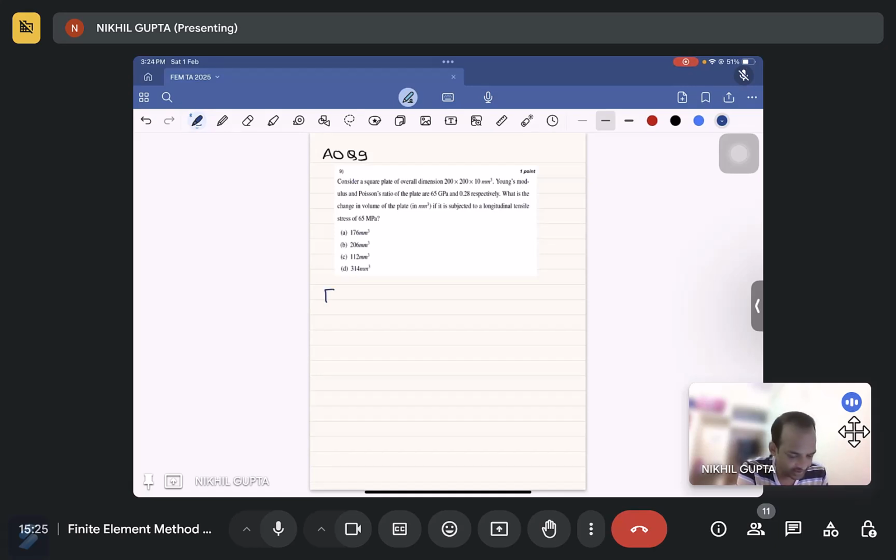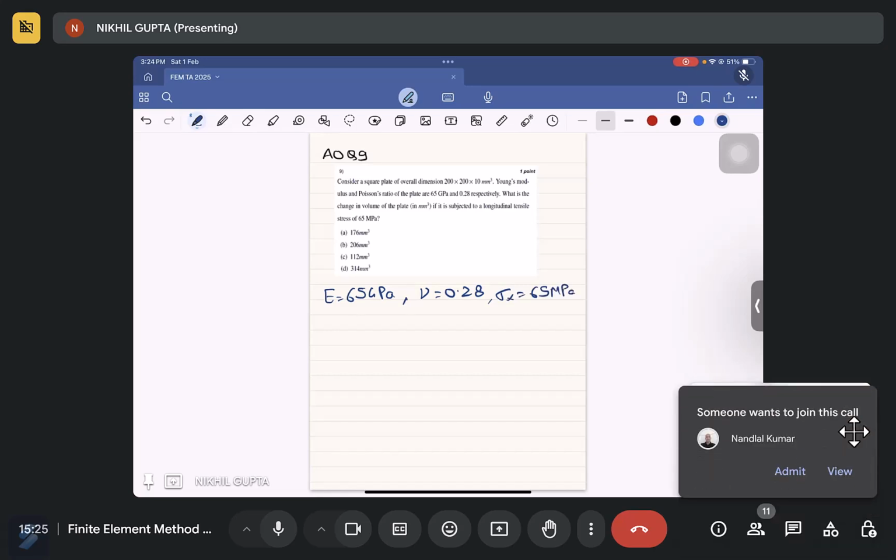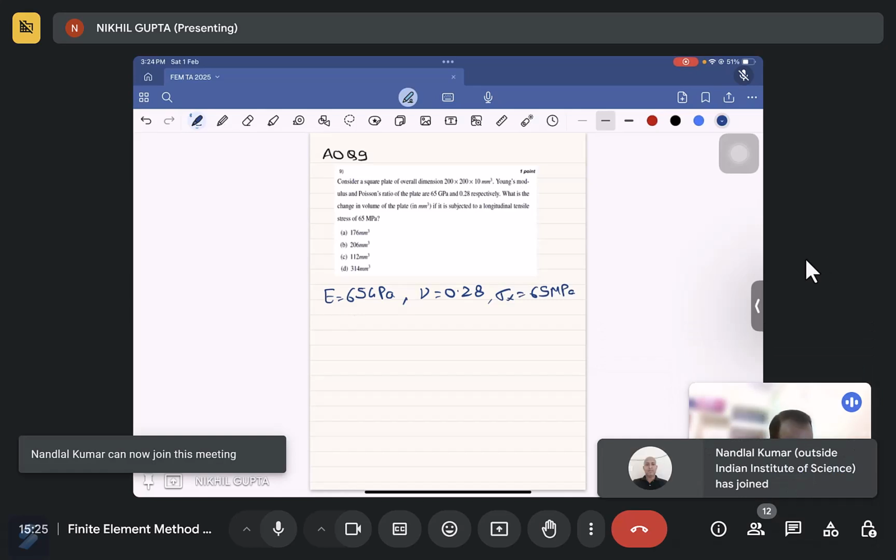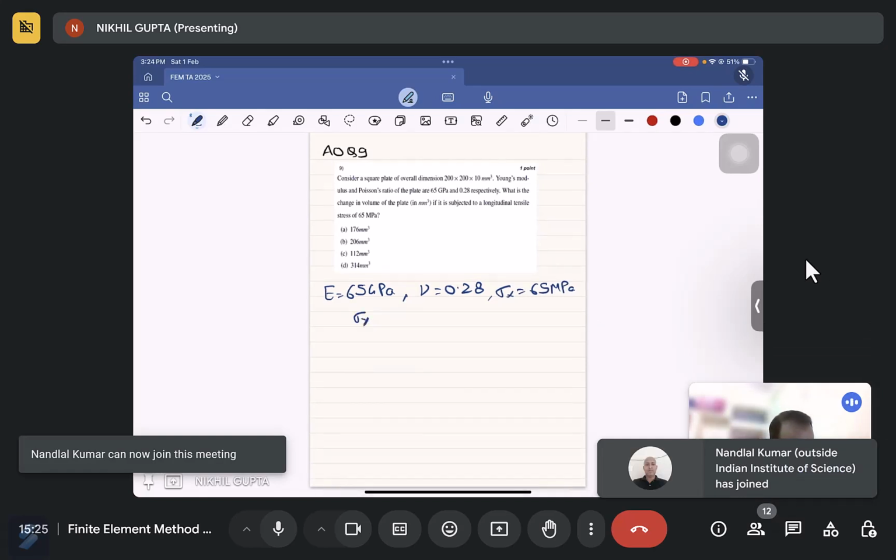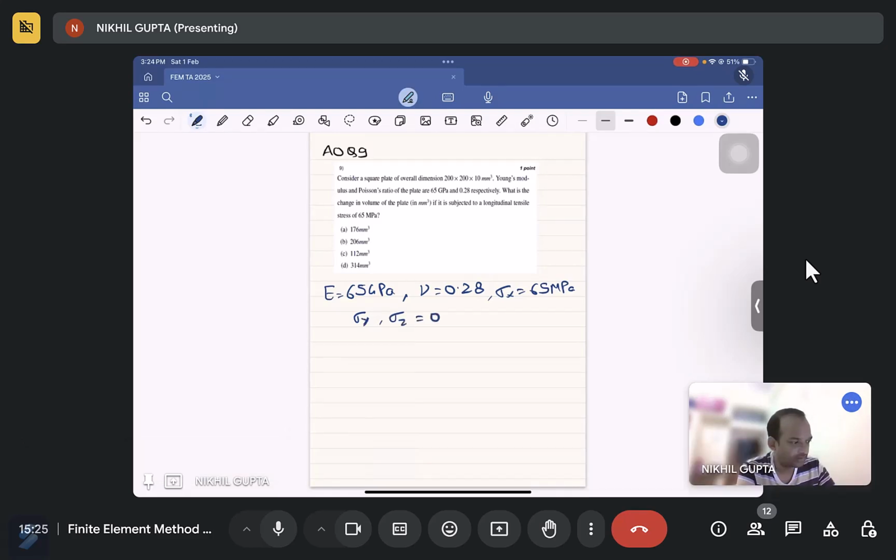Here E is given as 65 GPa. The other thing given is nu as 0.28, Poisson's ratio. Now sigma x is given as 65 MPa. Since other stresses are not there, sigma y and sigma z will be equal to 0. Another thing we can compute is the volume of the plate, which is 200 into 200 into 10, which will be 4 into 10 power 5.